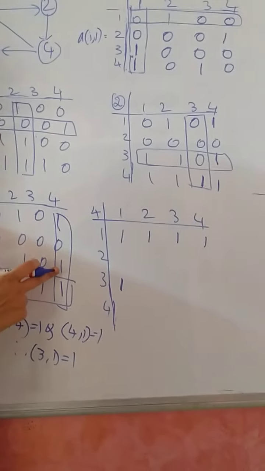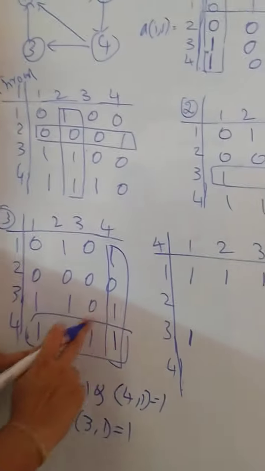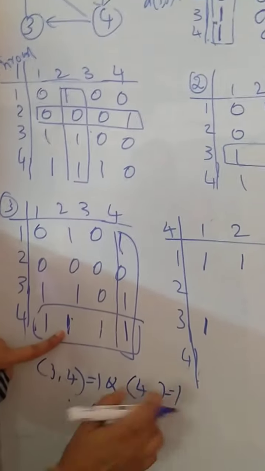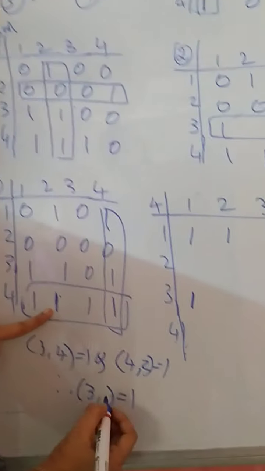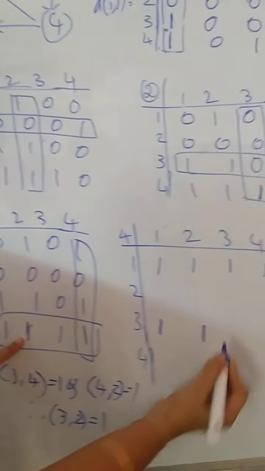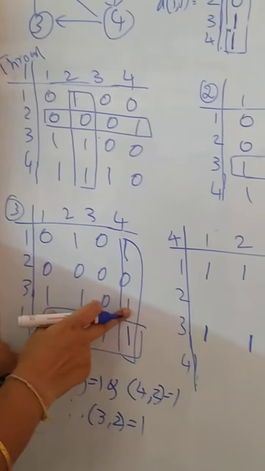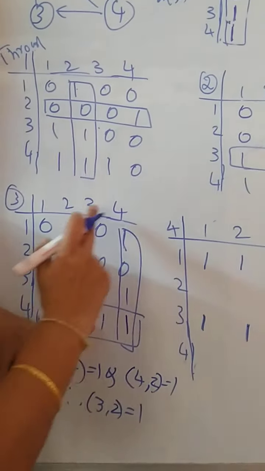Now again I will repeat this one with this one. This one is 3 to 4 is equal to 1. This one is 4 to 2 is equal to 1. So there will be a path from 3 to 2, so 3 to 2 will be 1. Again I will repeat this one with this one. This one means 3 to 4, this one means 4 to 3.